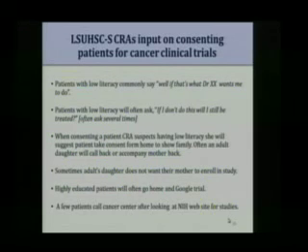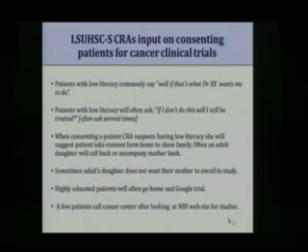So patients with low literacy commonly say, well, if that's what Dr. X wants me to do, then I'm going to be on it. Especially our cancer patients, they really trust their providers. Patients with low literacy will often ask, if I don't do this, will I still be treated? And they often ask this several times.